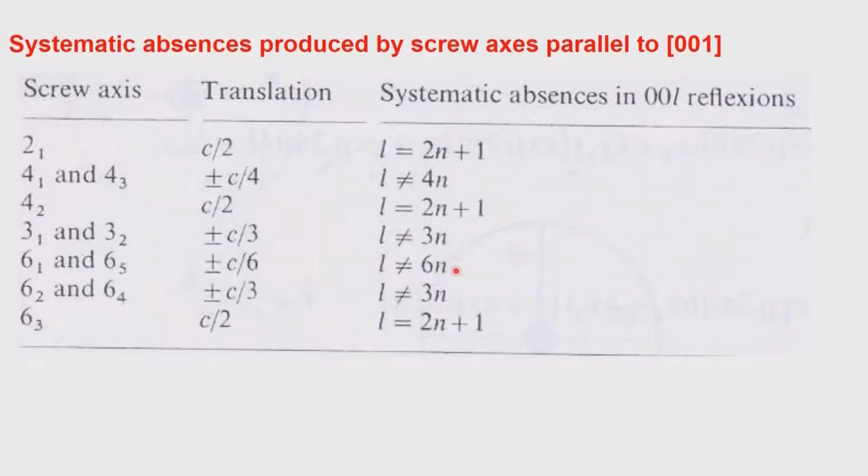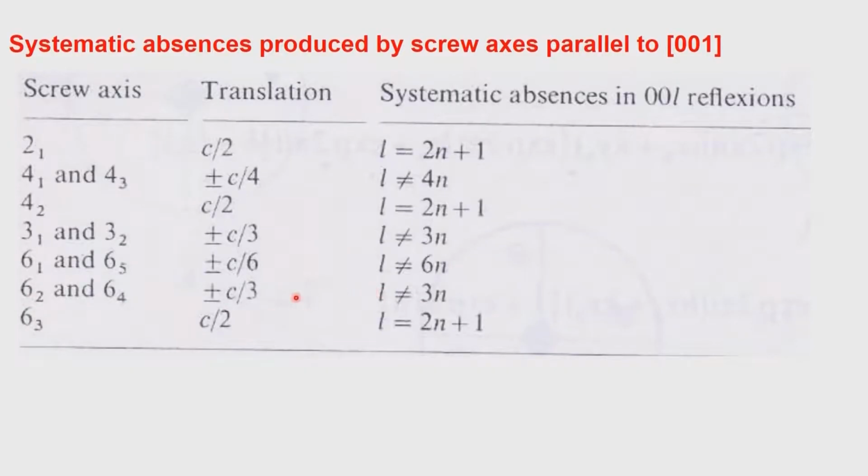And once we have this HKL information available to us, we examine the values of HKL, and the systematic absences will show if there is anything. For example, in this case all values of L equals 4n will be present. So we can easily identify as far as 0, 0, L is concerned whether it is 4, 1 and 4, 3. For both it is the same systematic absence. Same is true with the 3, 1 axis and the 6, 1 and 6, 5. You see L not equal to 3n, L not equal to 6n, and in case of 6, 2, 6, 4 also it is L not equal to 3n.